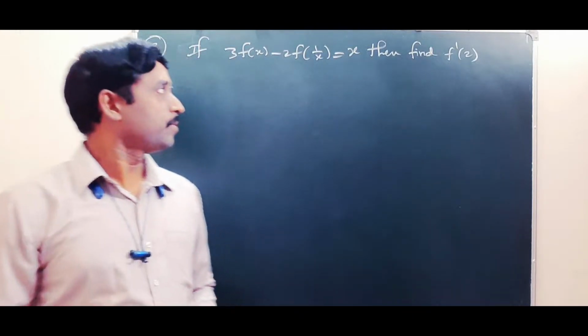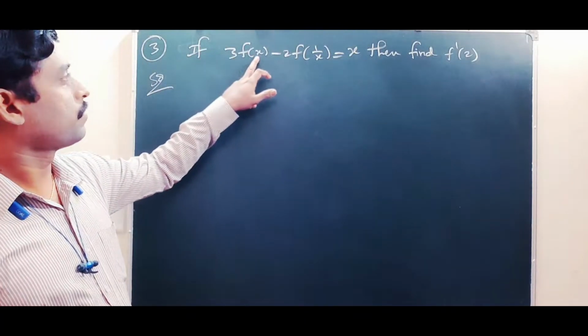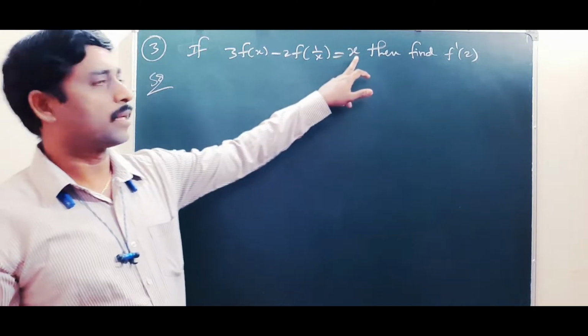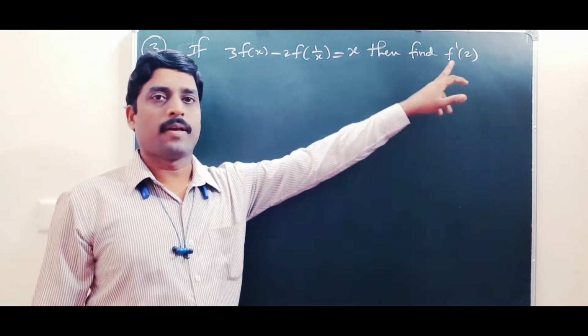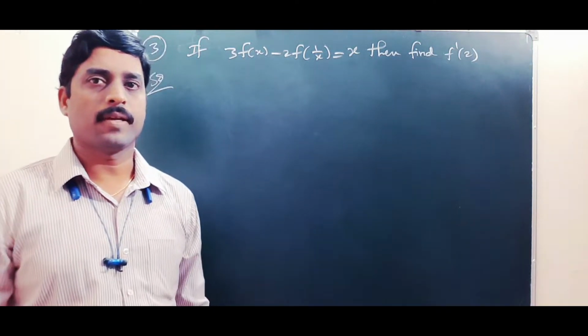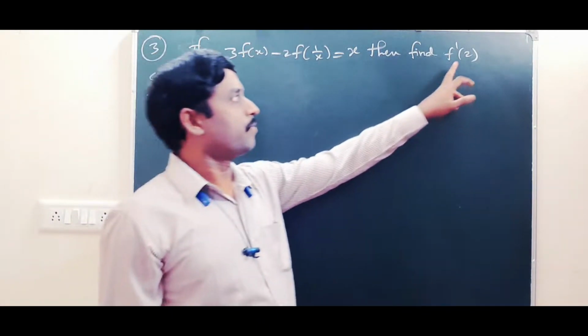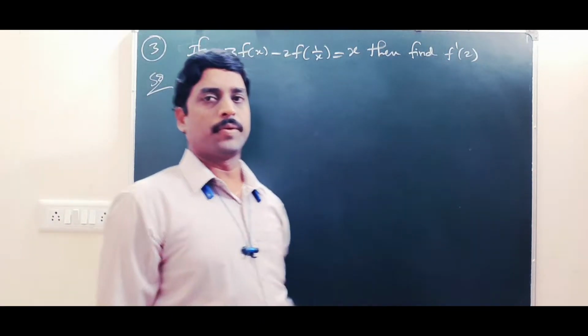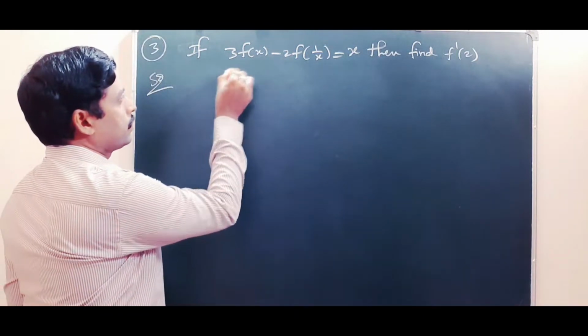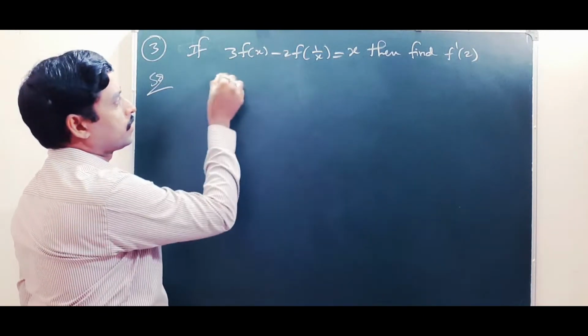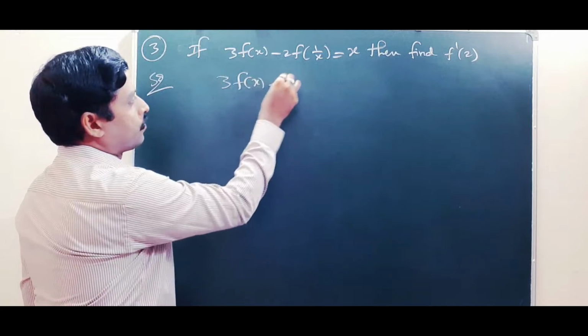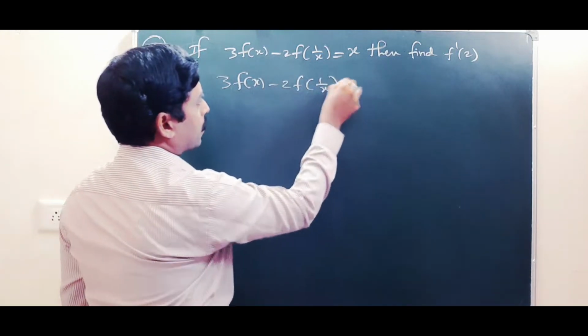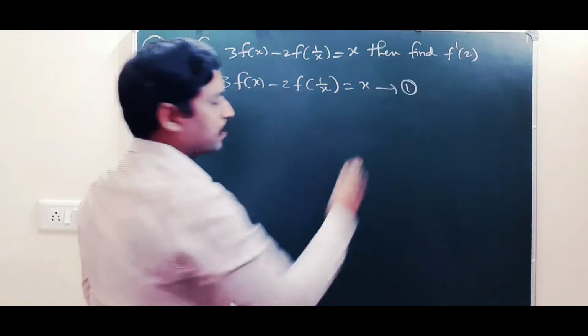Okay, let us go to the next problem. So 3f of x minus 2f of 1 by x equal to x is given. Then we have to find f dash of 2. First we have to find f dash of x at x is equal to 2. So what is given? 3 into f of x minus 2 into f of 1 by x equal to x given. Let us take this as equation 1.